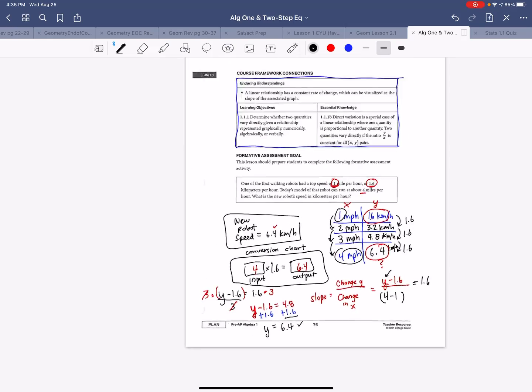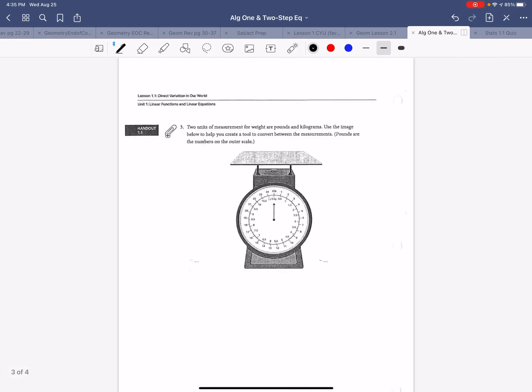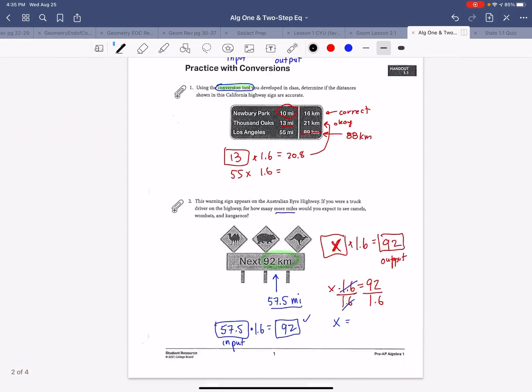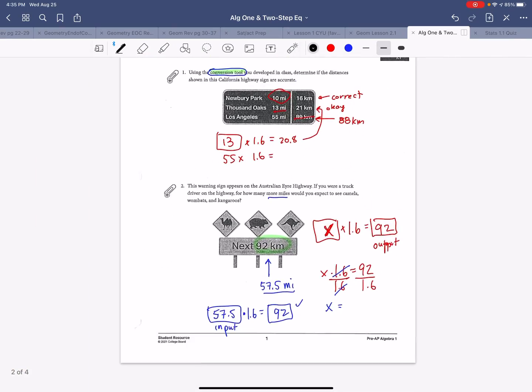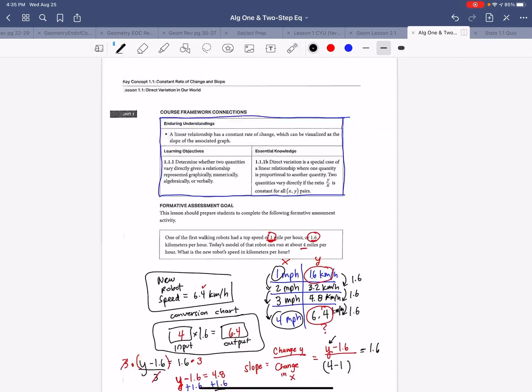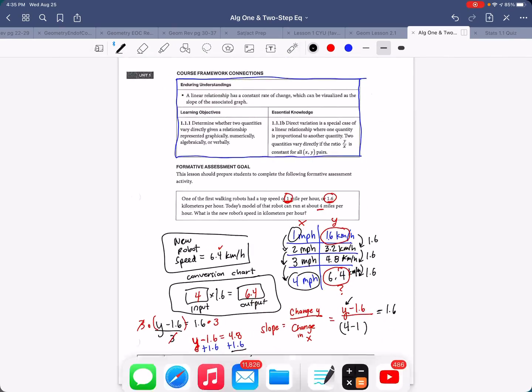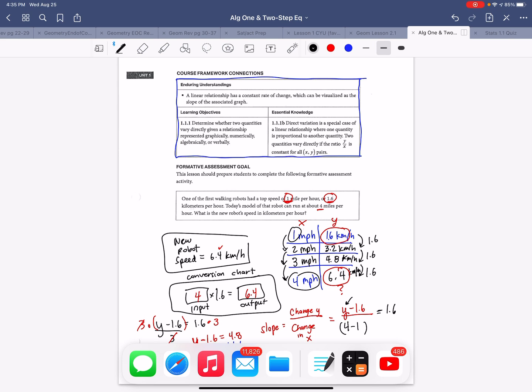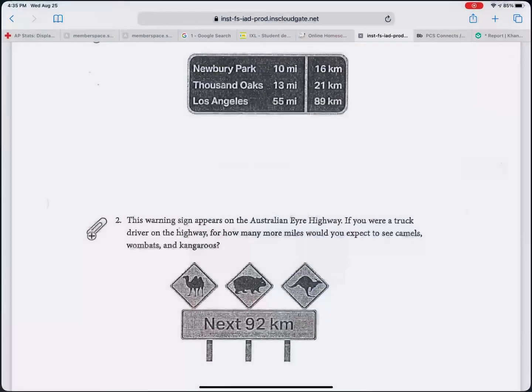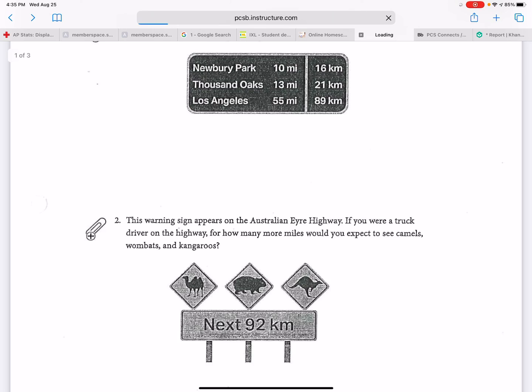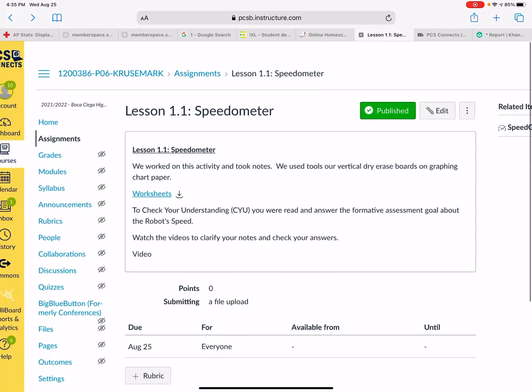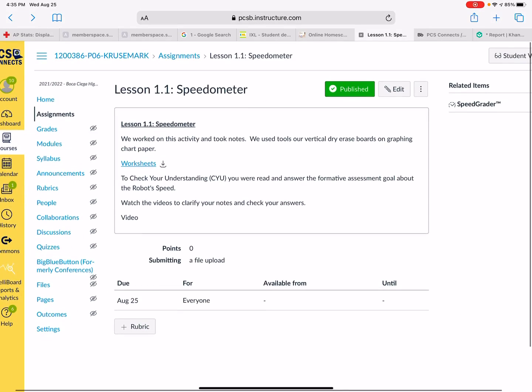Well done, guys. Go ahead and scan all the notes you took today in class. Oh, those were the notes from before. Scan all the notes you took today in class and upload those as a single document to Canvas. What does that look like? I can show you right here. This is the lesson for speedometer, and you're going to upload those right there, and then I will grade them.